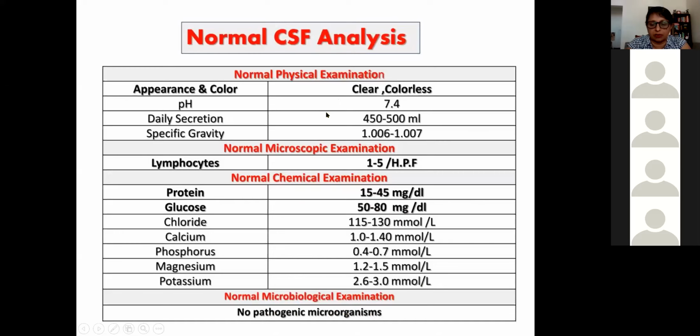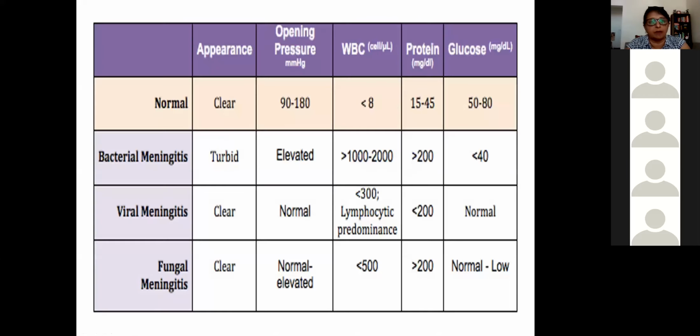Then we will see what happens in different conditions, that is meningitis, the different types: bacterial, viral, fungal. Normal I have already told. In bacterial meningitis, the appearance will be turbid, otherwise it is clear. In viral and fungal, it will be clear. Then pressure will be elevated in bacterial as well as fungal. In viral, it may be normal.